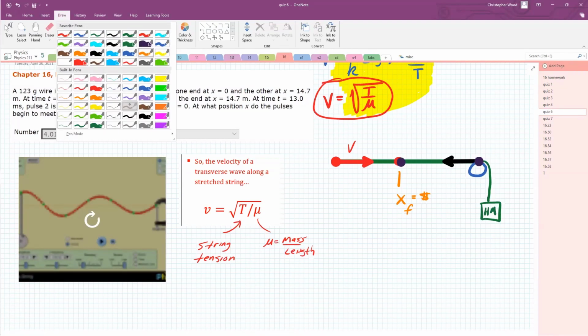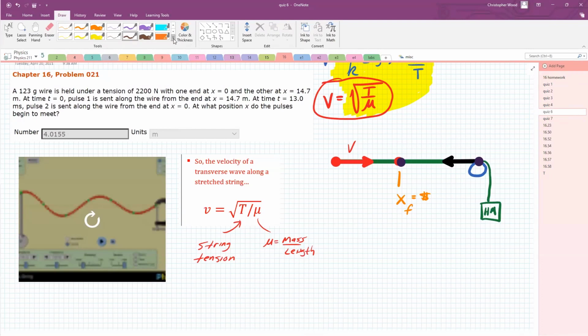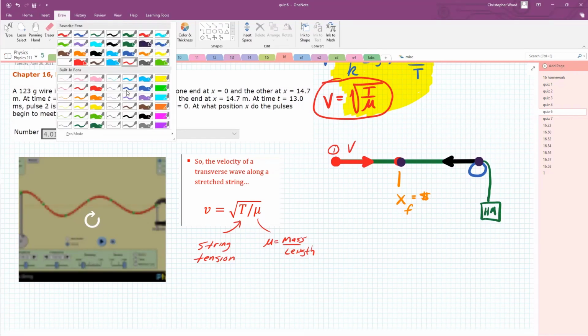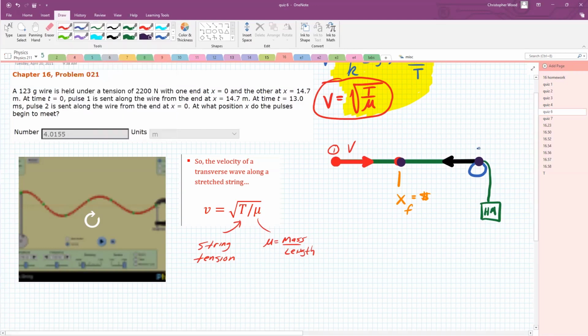All right, ready. And then we'll call this pulse 1. Red will just refer to pulse 1 as red. And that blue dot we can refer to as pulse 2. Blue dot is pulse 2. Okay, so let's do kinematics. x initial, x final, vx initial, vx final, a sub x, and t. And then we have to do it for pulse 1, and then we have to do it for pulse 2.